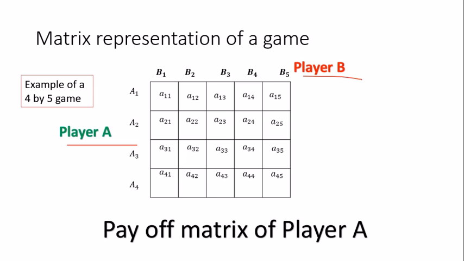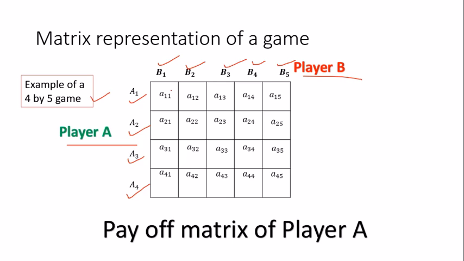Here I have given you an example of a 4x5 game. 4x5 depicts the size of the matrix: there are 4 rows and 5 columns, therefore this is a 4x5 game. Player A has 4 strategies: A1, A2, A3, A4, and there are 5 strategies associated with player B: B1, B2, B3, B4, B5. What these strategies physically represent really varies from problem to problem, but here, to understand, you can just say these are the individual strategies of each player.